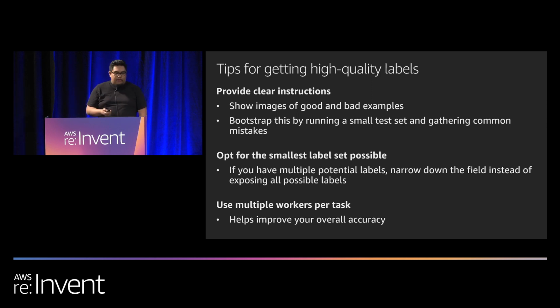Next, you want to opt for the smallest set of labels possible. As you can imagine, we are interested in many, many different labels, and we don't want to throw that at the workers. So you want to narrow down the set of possible labels ahead of time. You can do this by running some initial simple classifier or detector, or by running multiple steps in your labeling pipeline. And then lastly, you want to have multiple workers working on a task. This both helps boost the overall accuracy as well as the throughput for the task.